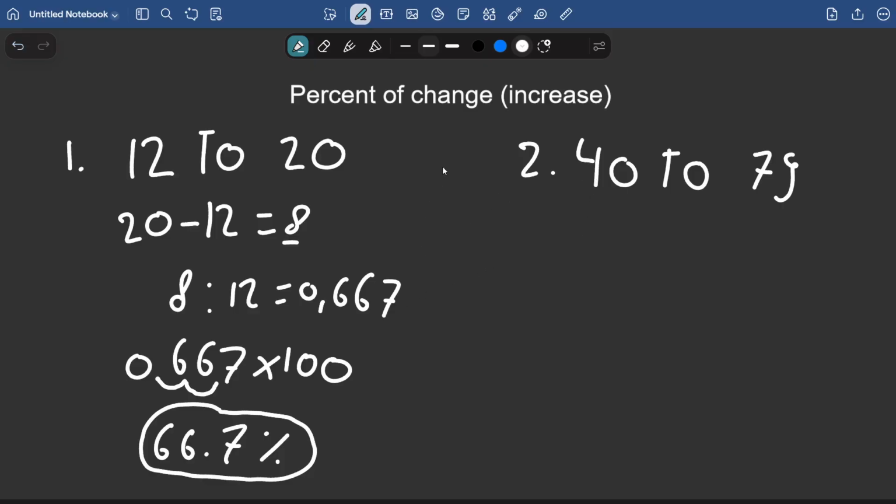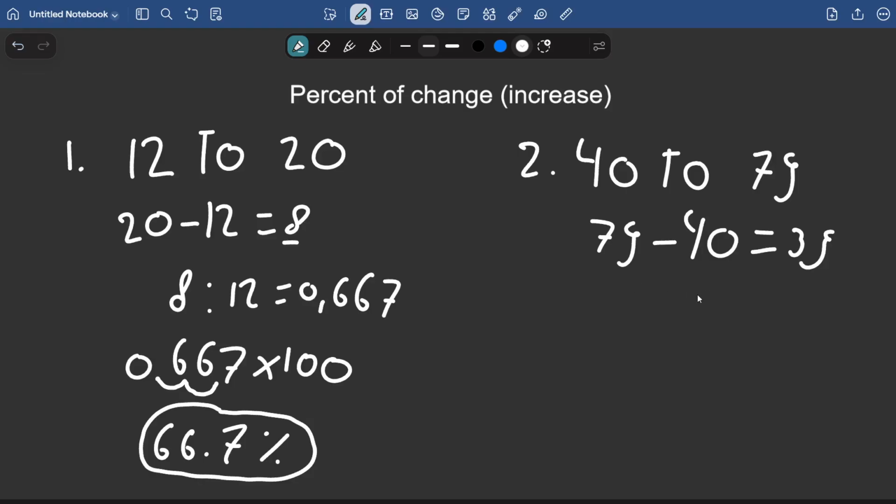So to the second example, we have 40 to 79. First we have to do just like this one, but with bigger numbers: the new number minus the old number to get the amount of change. 79 minus 40 equals 39, like this. Then we have the amount of change. So 39 is the amount of change.